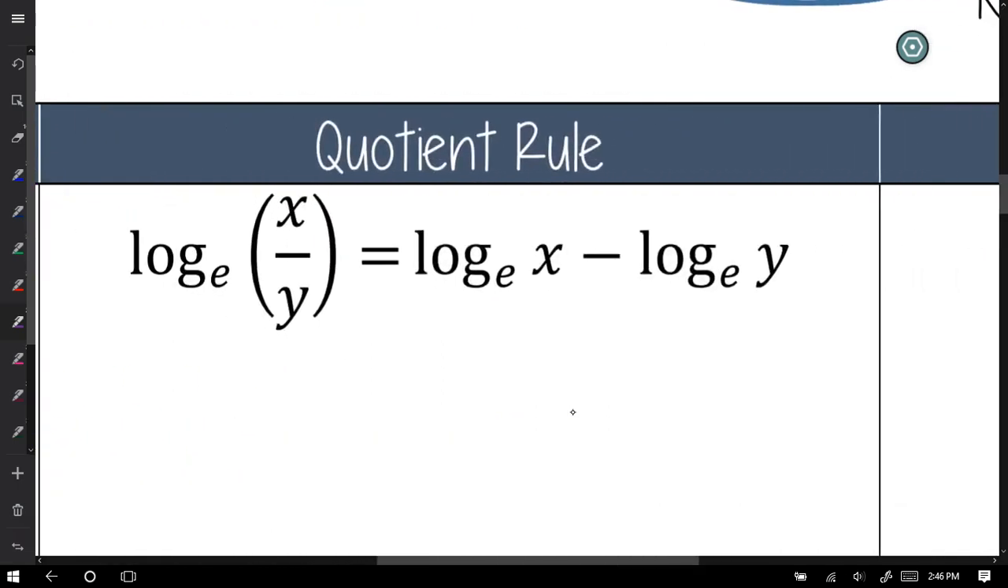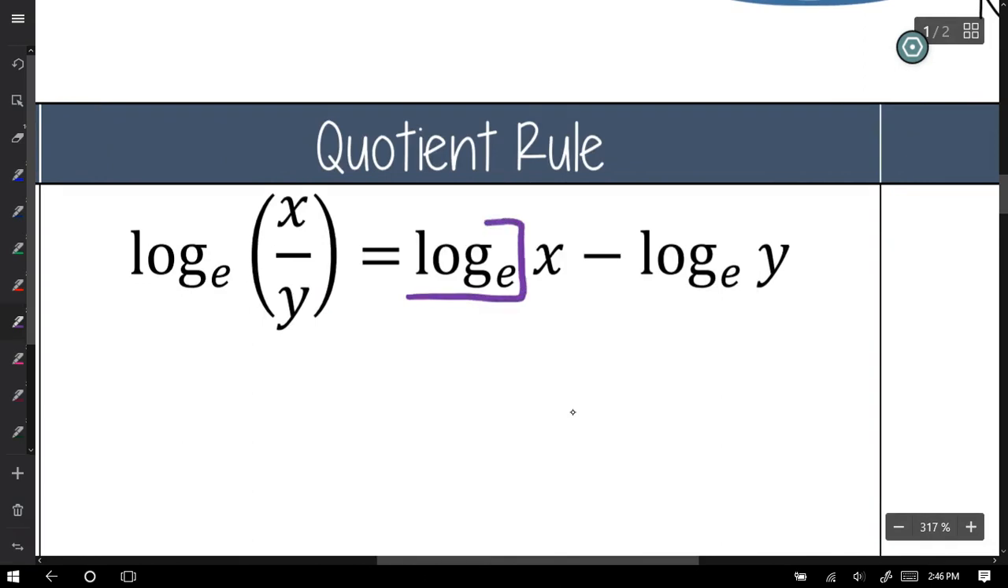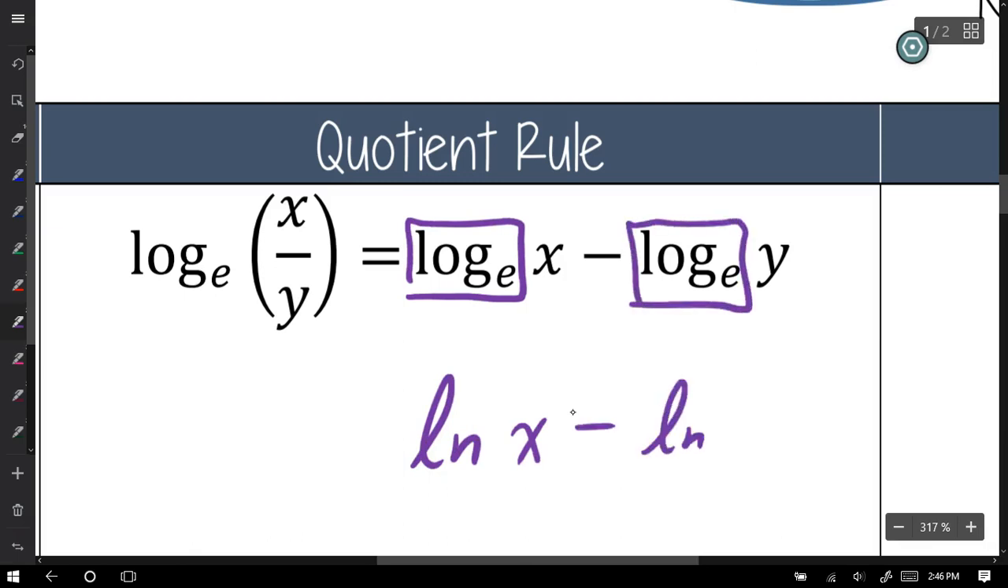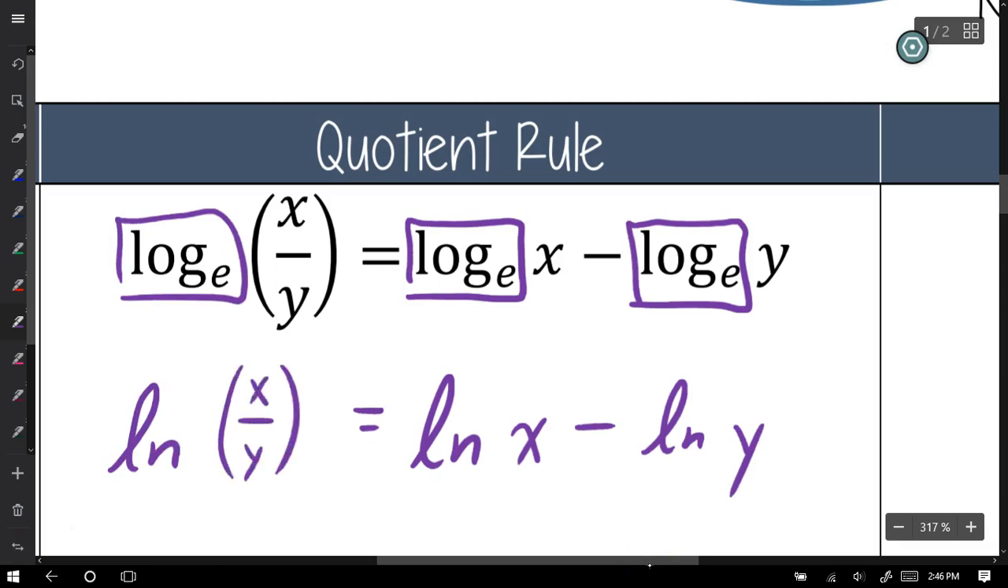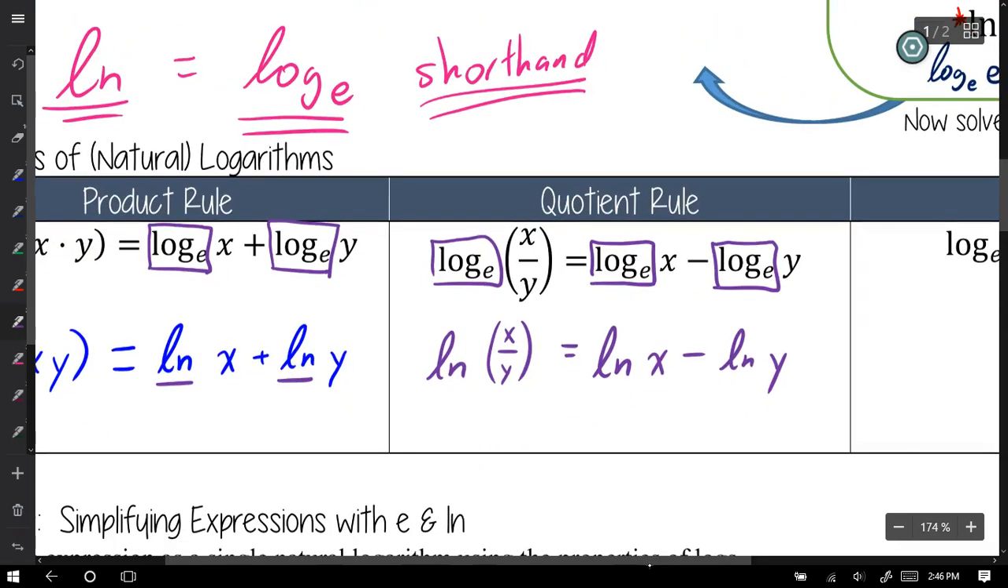So let's see, is quotient rule the same idea? I mean, it looks like it. Log base e shorthand is ln, so natural log of x. Log base e of y shorthand is natural log of y. Let's see, ln of x over y, so is this true? When I subtract logs, I do division. When I subtract natural logs, I do division. It's the same quotient rule as it was for logs because that's what ln is. ln is a unique logarithm. It's not anything special. It's shorthand for 4 letters.